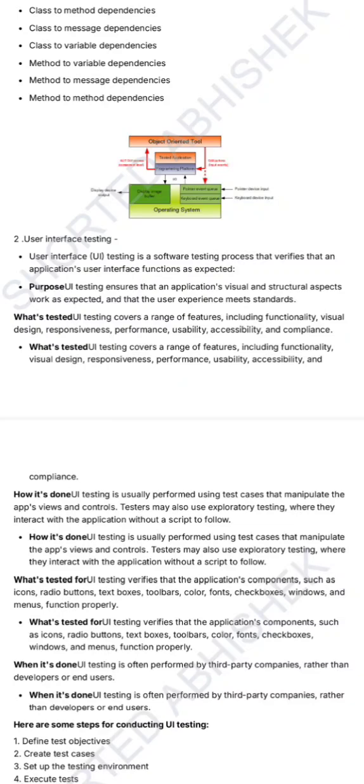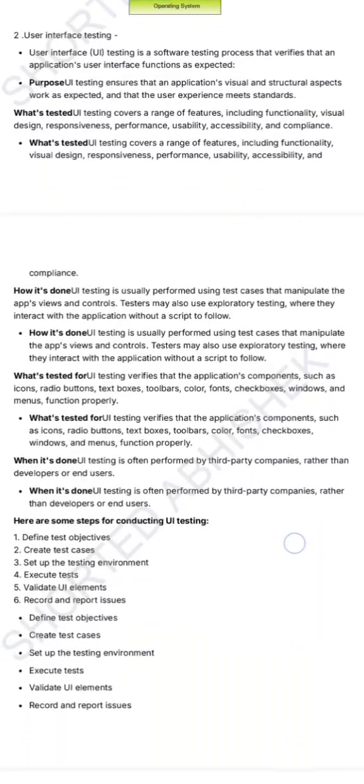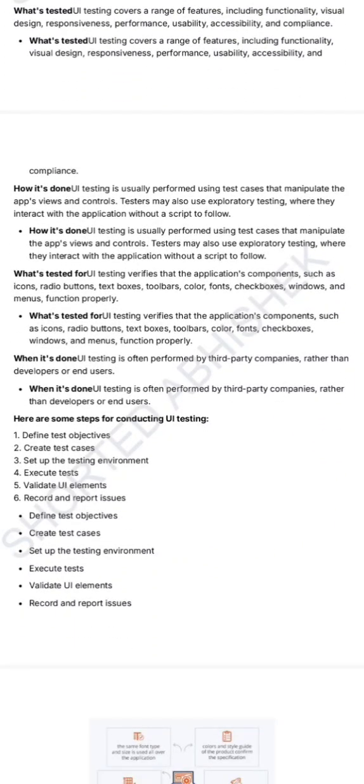2. User interface testing. User interface (UI) testing is a software testing process that verifies that an application's user interface functions as expected. Purpose: UI testing ensures that an application's visual and structural aspects work as expected, and that the user experience meets standards. What's tested? UI testing covers a range of features, including functionality, visual design, responsiveness, performance, usability, accessibility, and compliance.